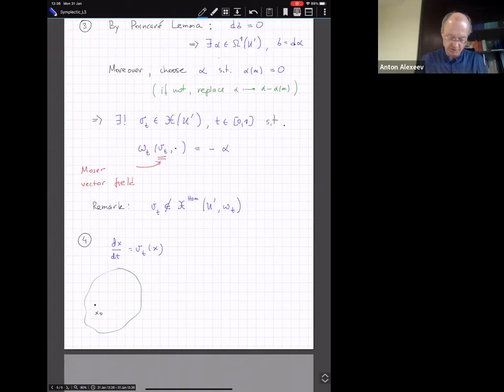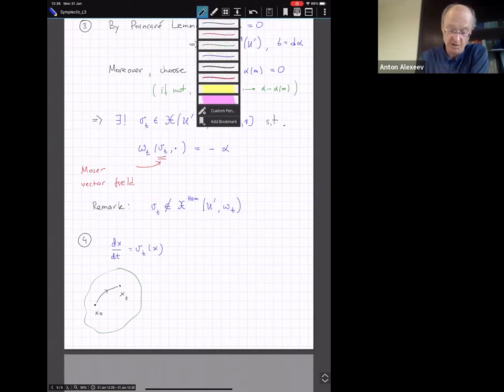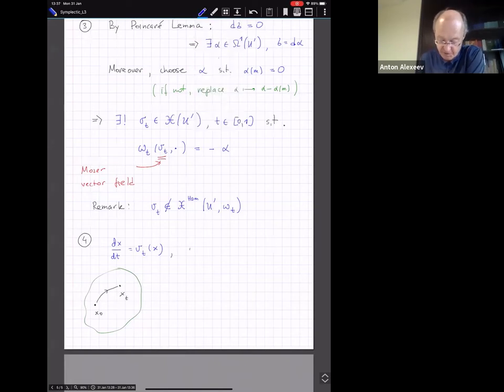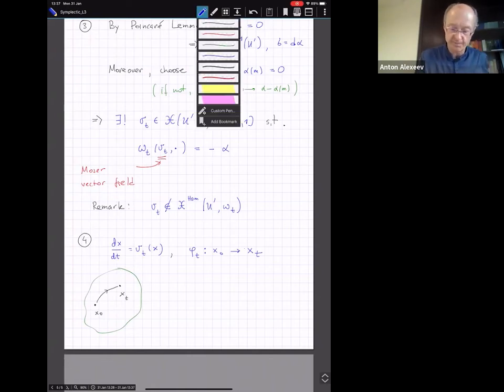So here is the point. Let's say x naught, and here is the trajectory. And at the point t, we get xt. And hopefully, this will define for us a diffeomorphism phi t, which maps x naught to xt. So we'll get back in a second to the existence, or maybe let me make a claim.